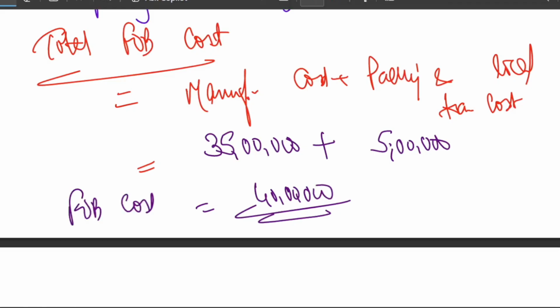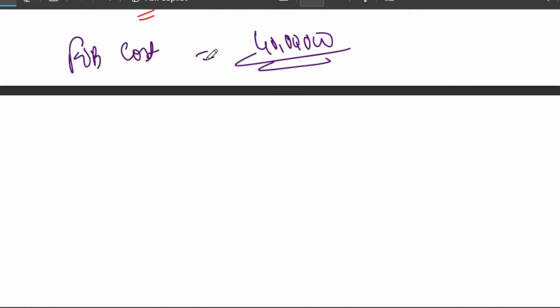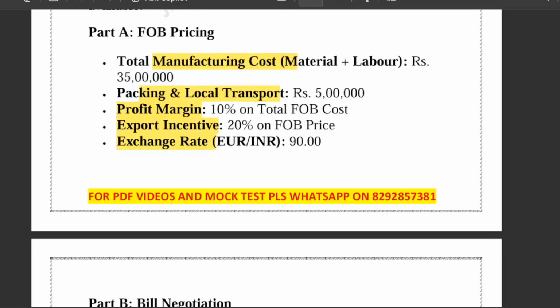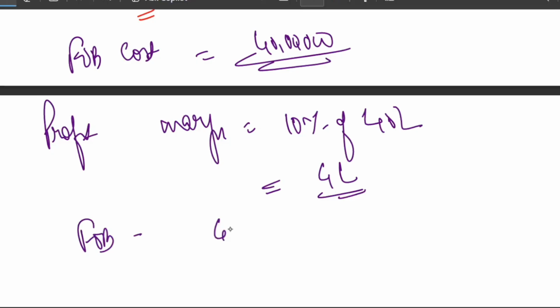Now the second thing they have given is a profit margin, which is 10%. Now you tell me whether the profit margin has to be added or subtracted. Please tell me. Since we have the manufacturing cost and the packing and local transport cost, obviously it has to be added. So the profit margin you have to add. What is the profit margin? It is 10% of 40 lakh. So that is how much? I think it is 4 lakh, right? So the final FOB price will be 44 lakh. Just add both of them. Now export incentive is also there.